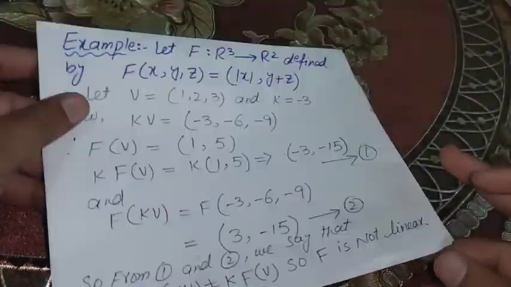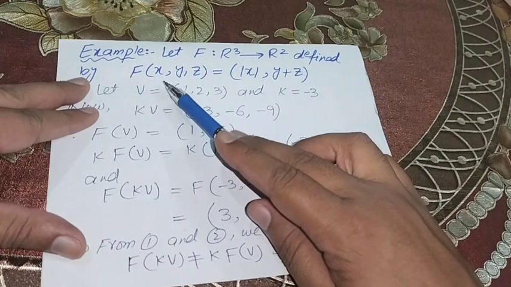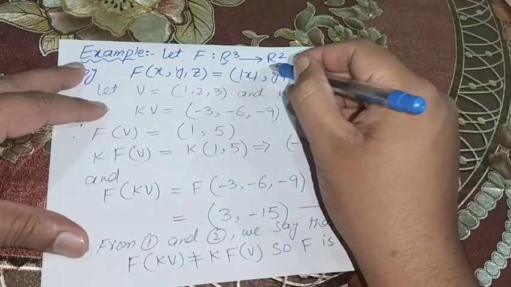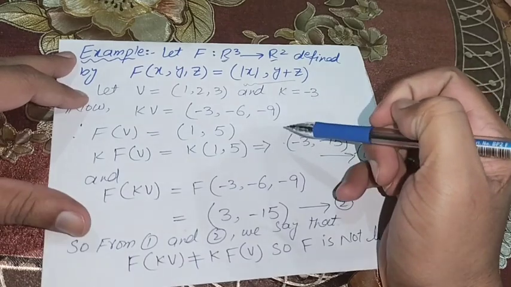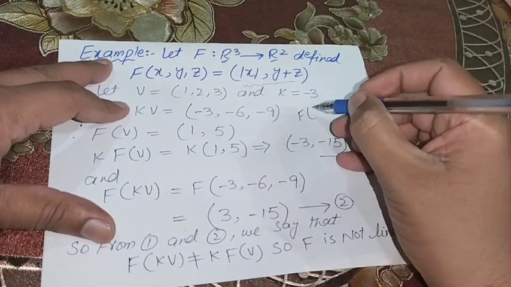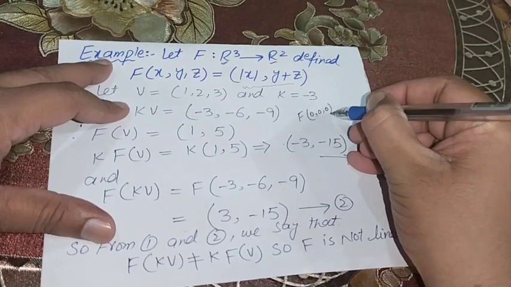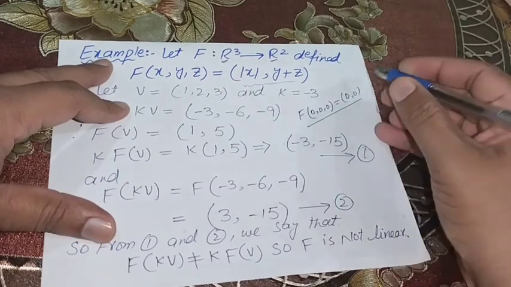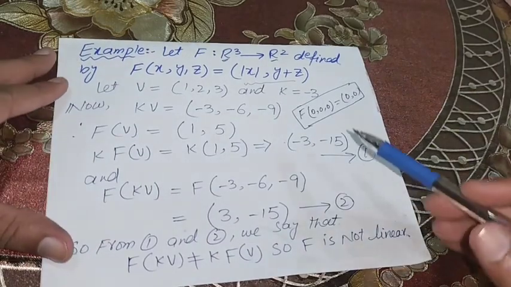Also we will define some other mapping, f of x, y, z. We define this mapping from R^3 to R^2 in this form: f(x, y, z) = (|x|, y + z). And here when you check the zero vector, you will easily obtain the zero vector. When you put x = 0, y = 0, and z = 0, you will obtain the zero vector.